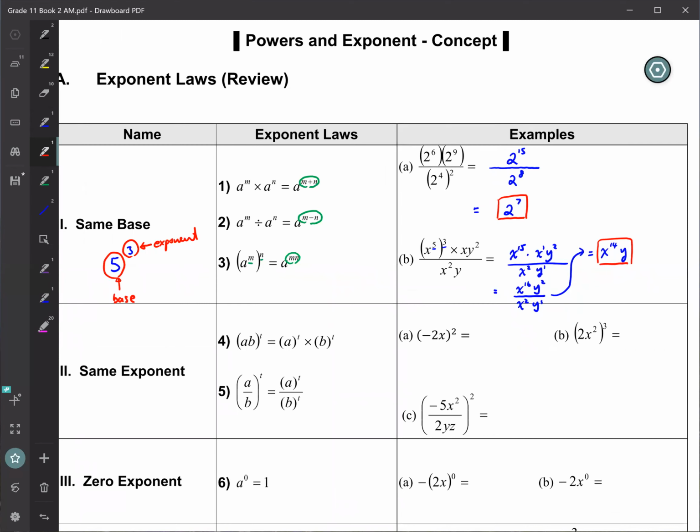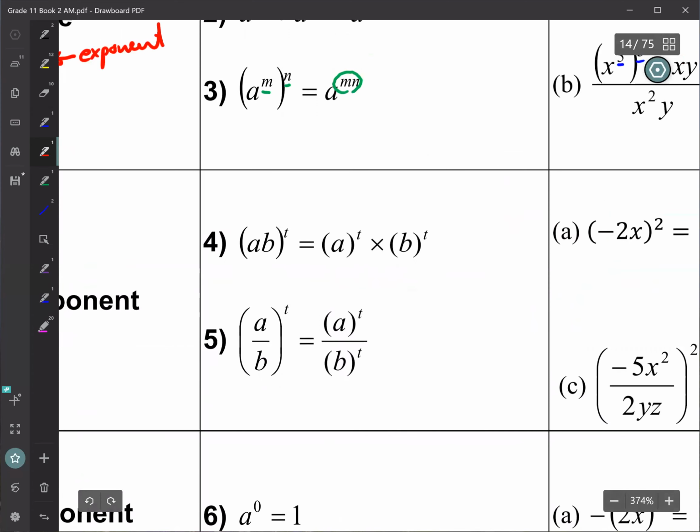Next part is what happens when the exponents are the same. So rule number 4, right? Usually you will see a bracket, okay? That's giving you a hint that you to use. So, okay. So you have one bracket here, right? So outside, the inside you have 2 base.